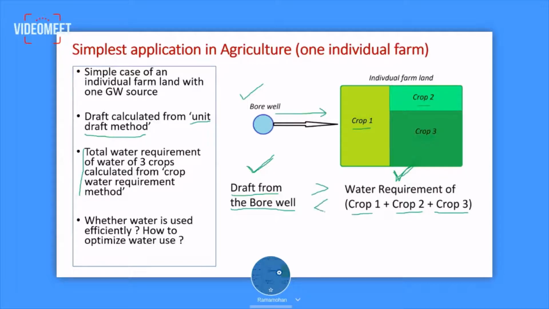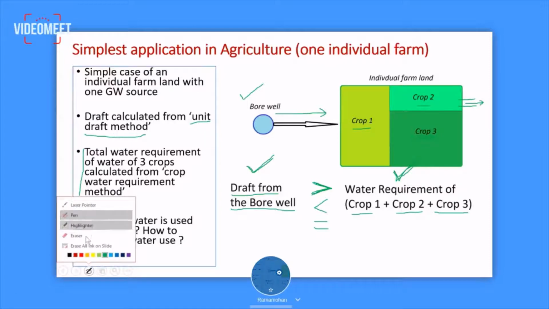Do you think that it is less than the water requirement of the crops, or these two are the same and they will be equal? It is quite possible that any of the three is true. For example, in the first case, the draft is more than the water requirement. That means you are drawing more water from the borewell, applying some of that water to the crops, but some excess water is also drawn. Probably that goes out as excess flow or wastage.